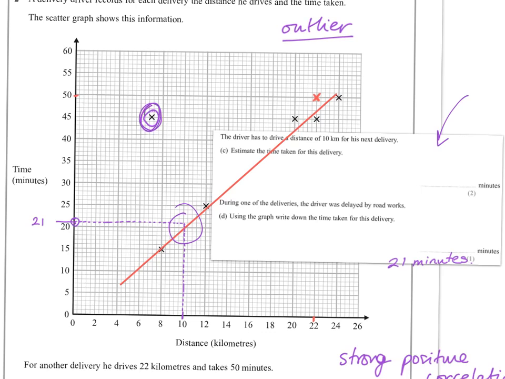Okay, because I mentioned that earlier, that this was an outlier, i.e. a strange piece of data that didn't fit in with the others. So I would just say here, using the graph, write down the time taken for this delivery. Well, if it wants the graph used, then use it and just circle this part here, showing clearly that 45 minutes would be your answer. Okay, so that's question 2.